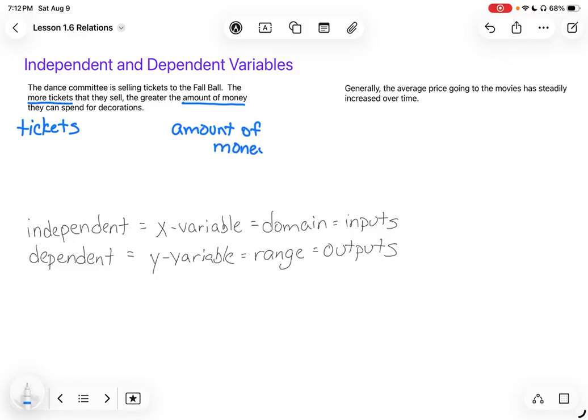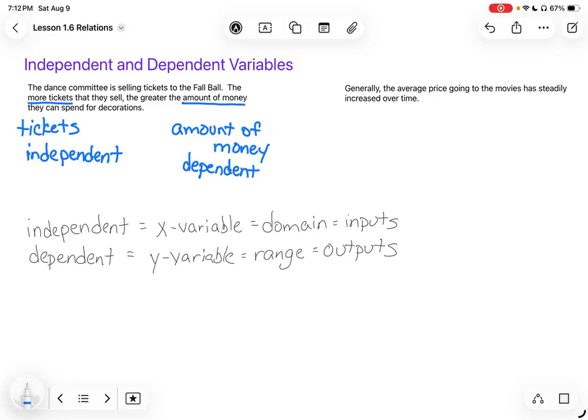And the question is, which one of those depends on the other one? And in this case, the amount of money is our dependent variable because the amount of money that the committee makes depends on the number of tickets that are sold. So the independent variable is tickets, and the dependent variable is the amount of money. The amount of money depends on how many tickets are sold. Let's take a look at this next one.